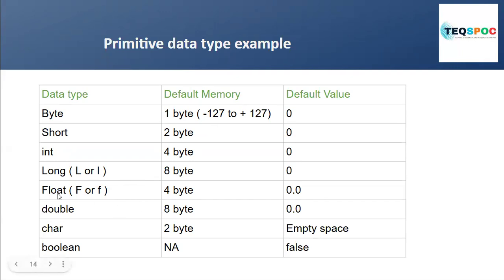Okay. Now there is float and double. For float, you have to mention capital F or small f after writing the numerical value. It is 4 bytes and the default value is 0.0, because float and double are decimal point numbers. Double is greater than float, it has 8 bytes. Character, a single character, is 2 bytes. If you do not initialize it, an empty space will be stored. For boolean, if you do not initialize it, the default value false will be stored.